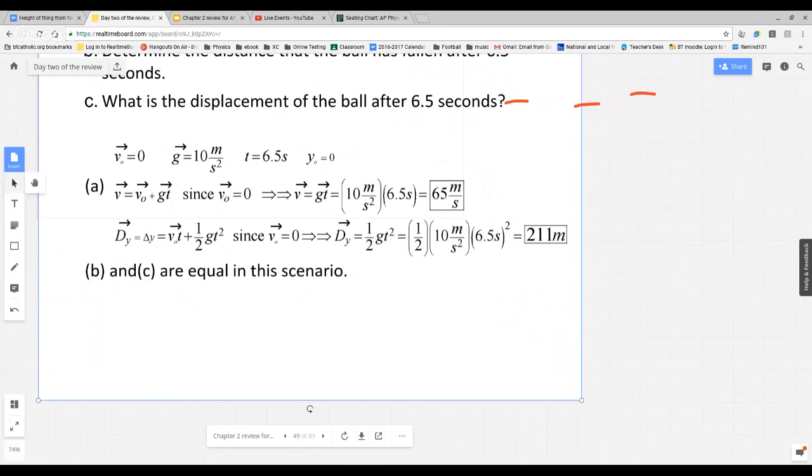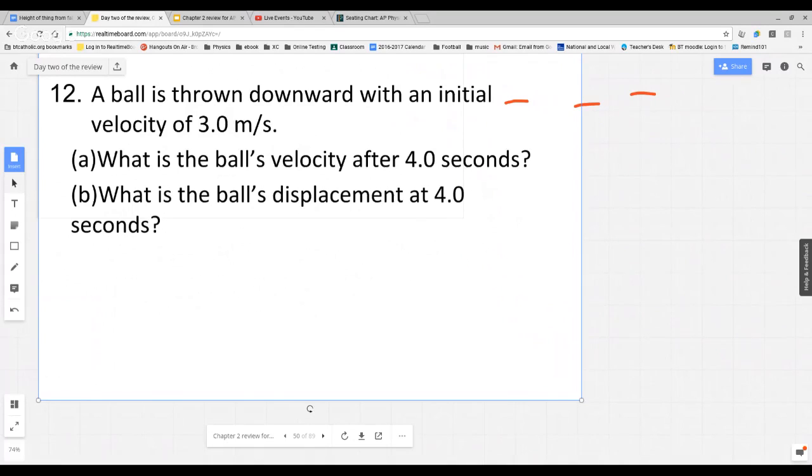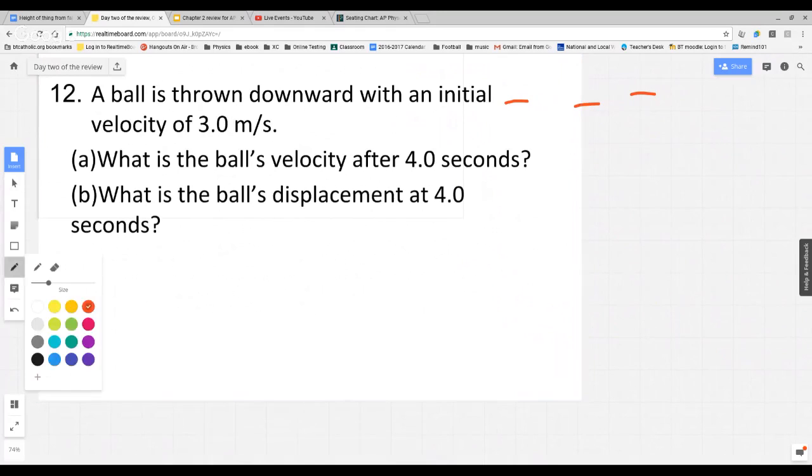Alrighty. Next one. This was a nice question for you again too. What color should I use now? Blue. Light or dark? That's good. Alright. So we have a ball that's thrown down. It's going to be thrown down this time.